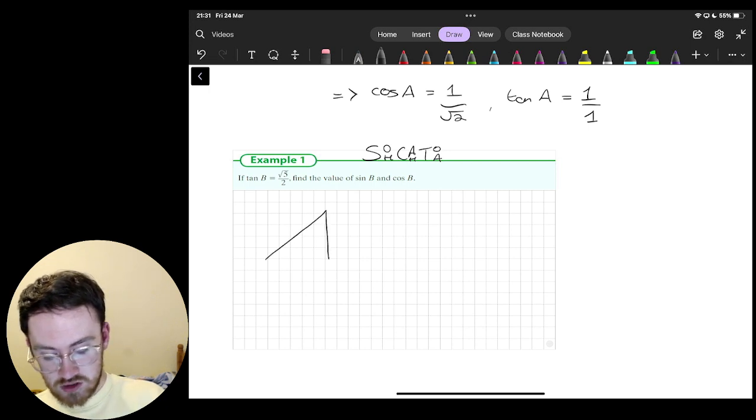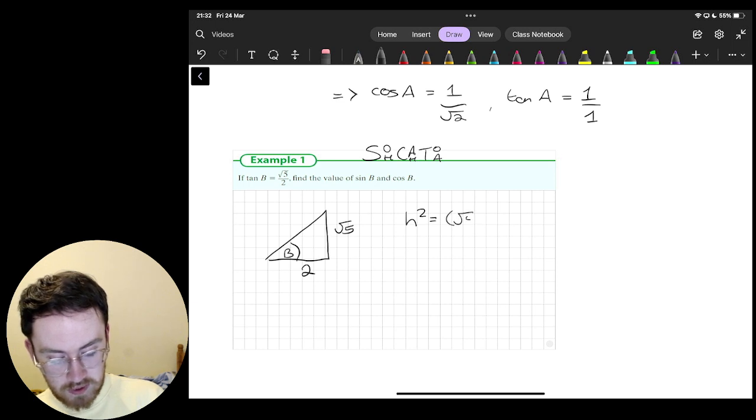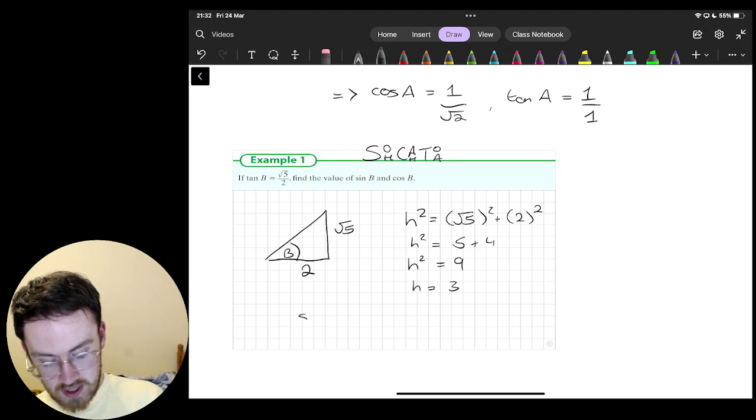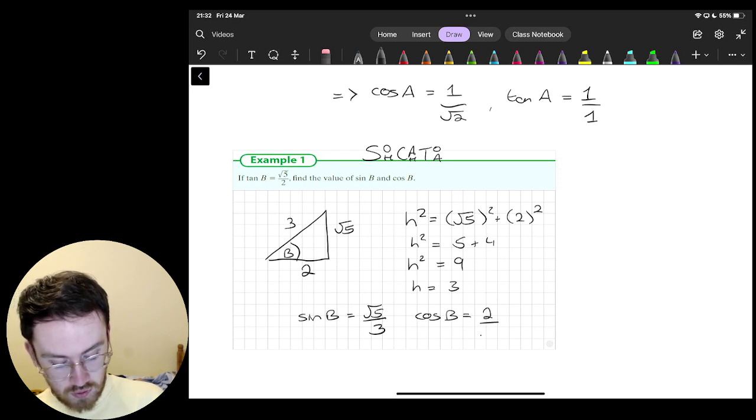Well, we can sketch our triangle. This can be B here. Tan is opposite over adjacent, so we need to find my hypotenuse. My hypotenuse is going to be root 5 squared plus 2 squared. So 5 plus 4, h squared is equal to 9, which means h is equal to 3. And that means, of course, that sine of B is going to be root 5 over 3, and cosine of B is going to be 2 over 3.